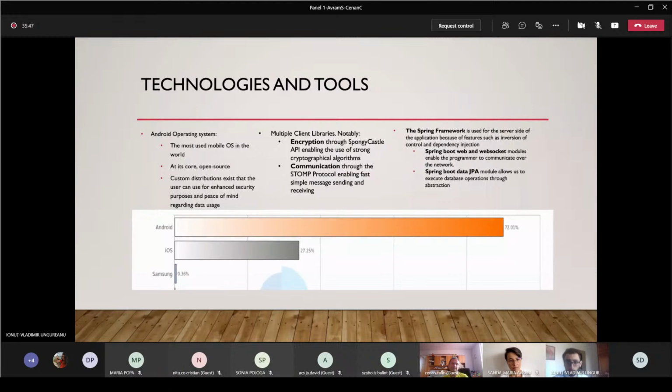Technologies. What does the proposed approach use? First off, the most important thing is that we use entirely open source tools. The reasoning for this is what I have mentioned before: if it's not open source, we don't know how it works, we don't know what happens to our data. This is why we use Android.